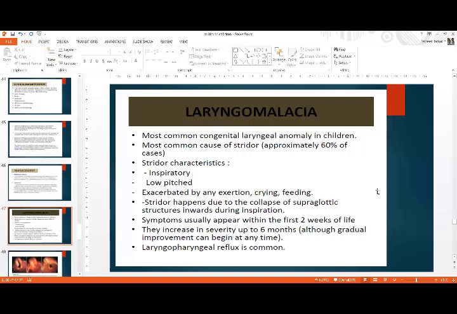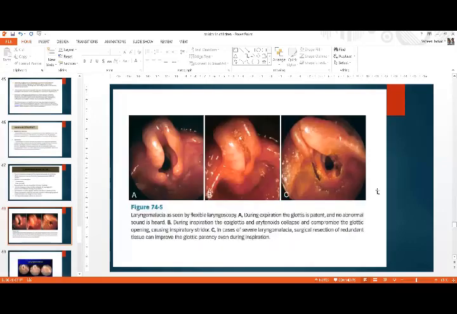Symptoms appear within the first 2 weeks of life. The severity increases up to 6 months, or the gradual improvement can begin at any time. Laryngopharyngeal reflux is common. Laryngomalacia is normally seen with a flexible laryngoscopy.